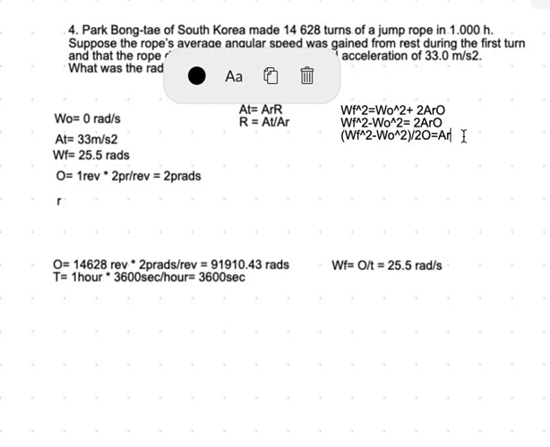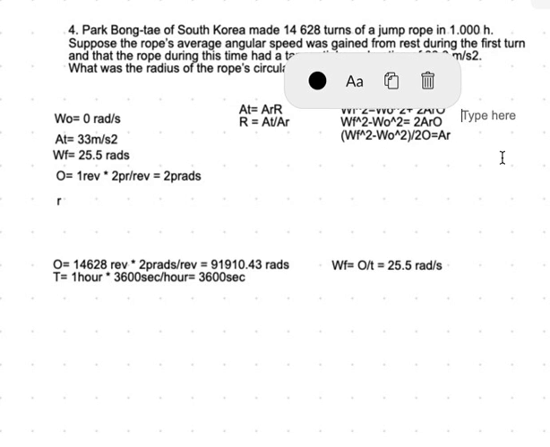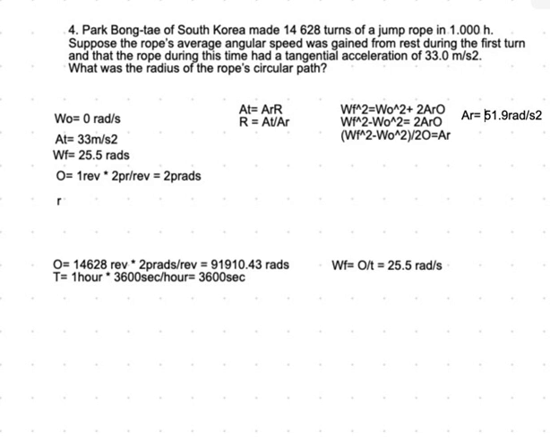When I plug those numbers into my formula, I should get an answer of approximately 51.9 radians per second squared as my angular acceleration. Then I can take my angular acceleration over here, use my tangential acceleration, and plug those together in order to get a radius, which is equal to approximately 0.64 meters.